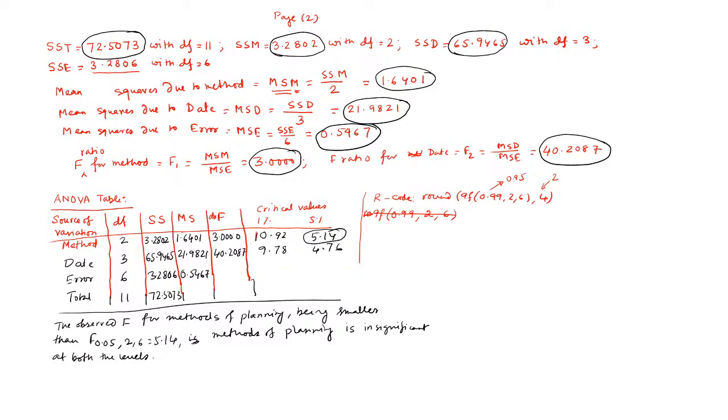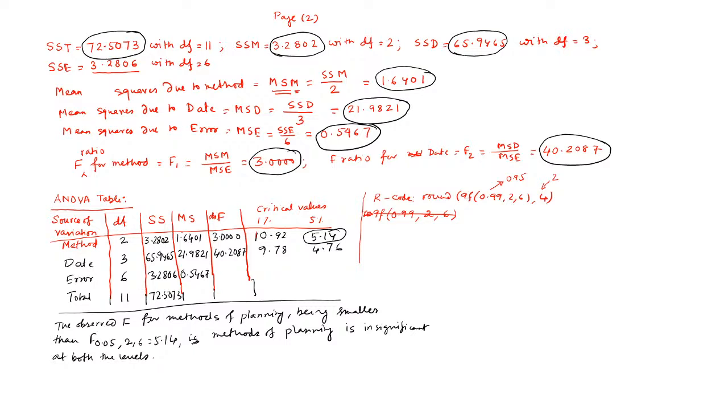Sorry, this is my mistake, just reverse. The critical value at the 1% level is always greater than the critical value at the 5% level.